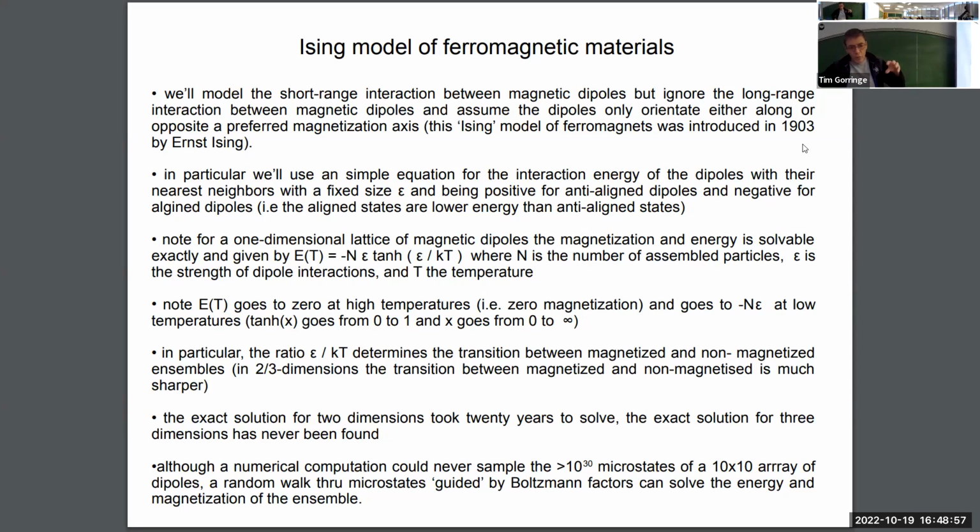So the Ising model just has short range interactions between the dipoles, and typically it's assumed that there's some magnetization axis, and the dipole can either align with that axis or anti-align with that axis. So it can either point along or point opposite that axis.